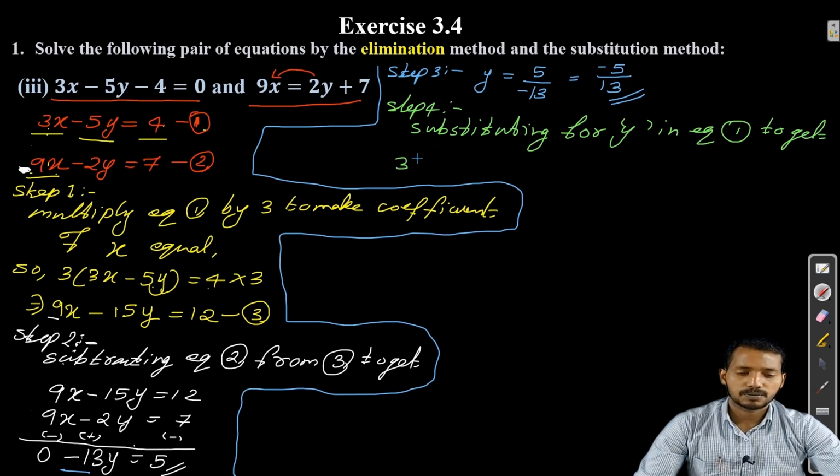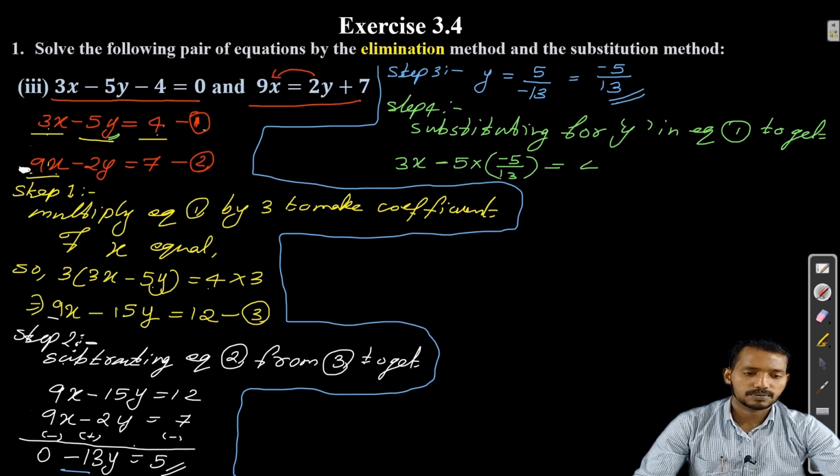3 into x, that is 3x, minus 5 into, what is y here? y is equal to minus 5 by 13. What is the RHS of this equation? 4. That implies 3x minus 5 into minus 5 plus 25 divided by 13 is equal to 4.